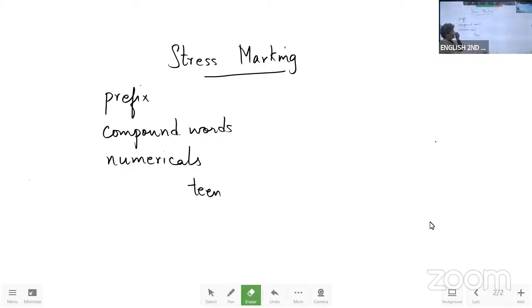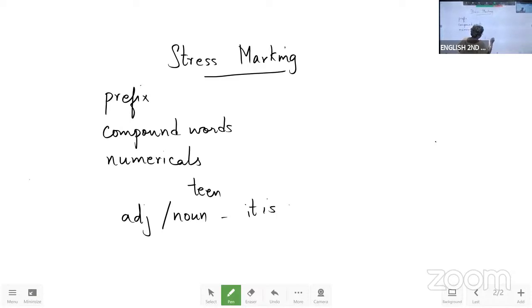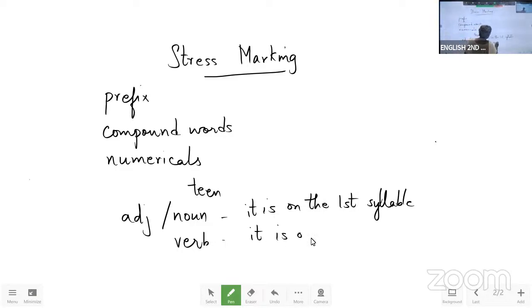Then next is when a word is an adjective or noun, it is on the first syllable. But if it is a verb, it's on the second syllable.